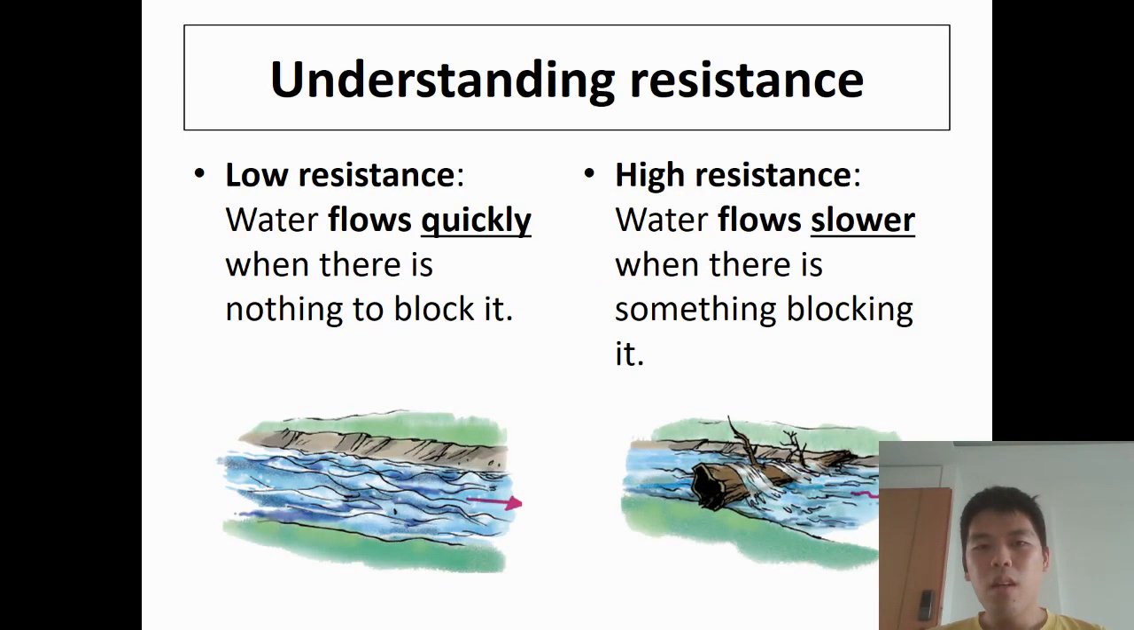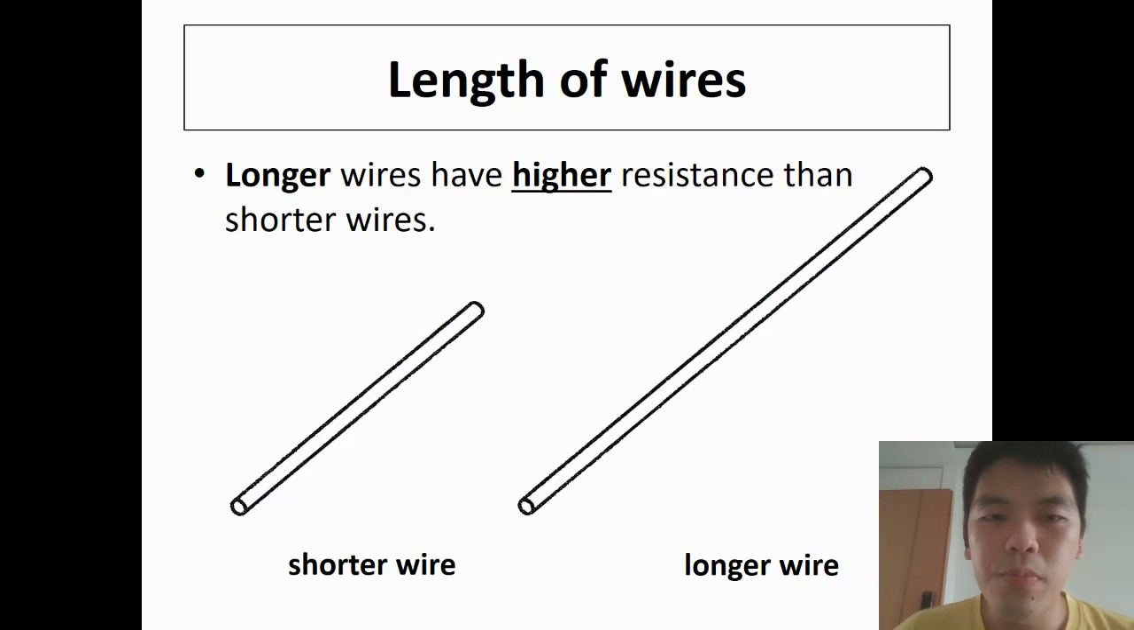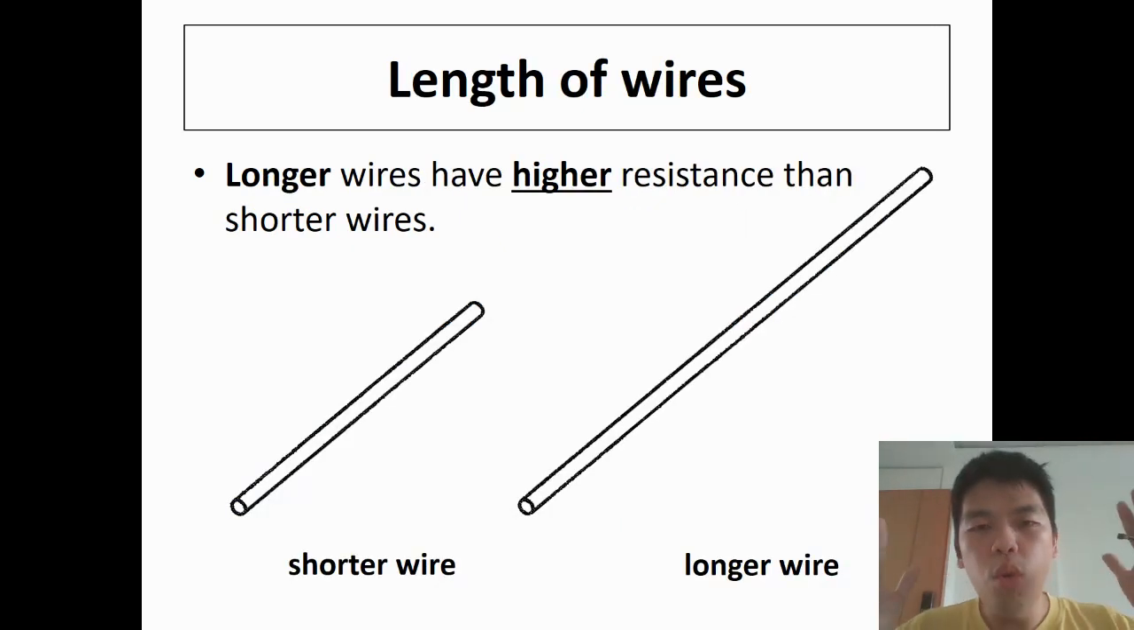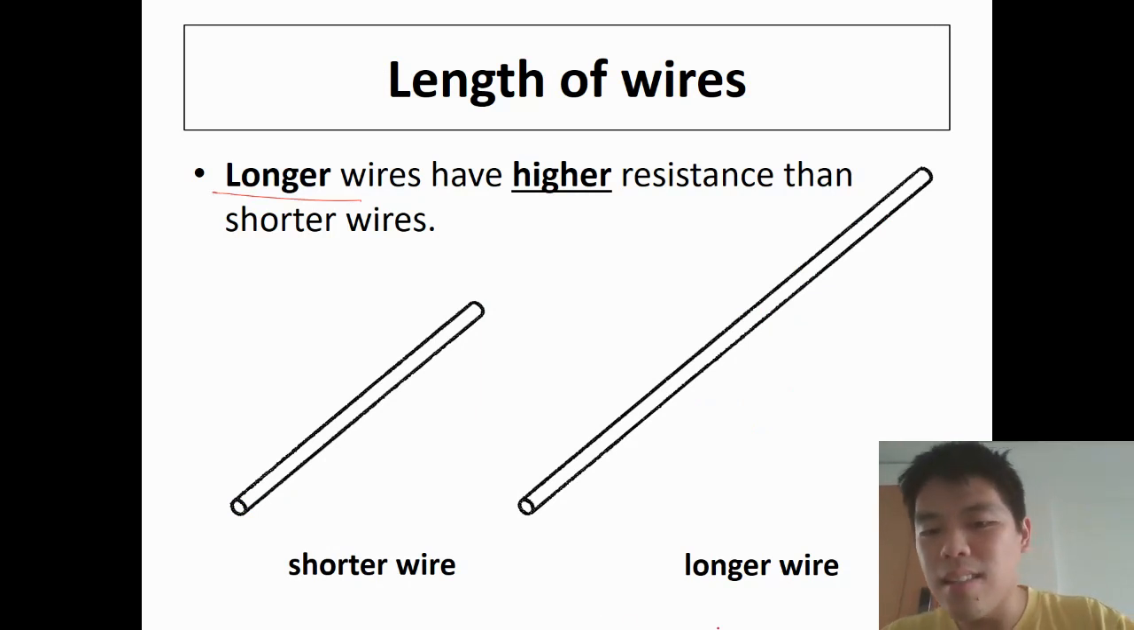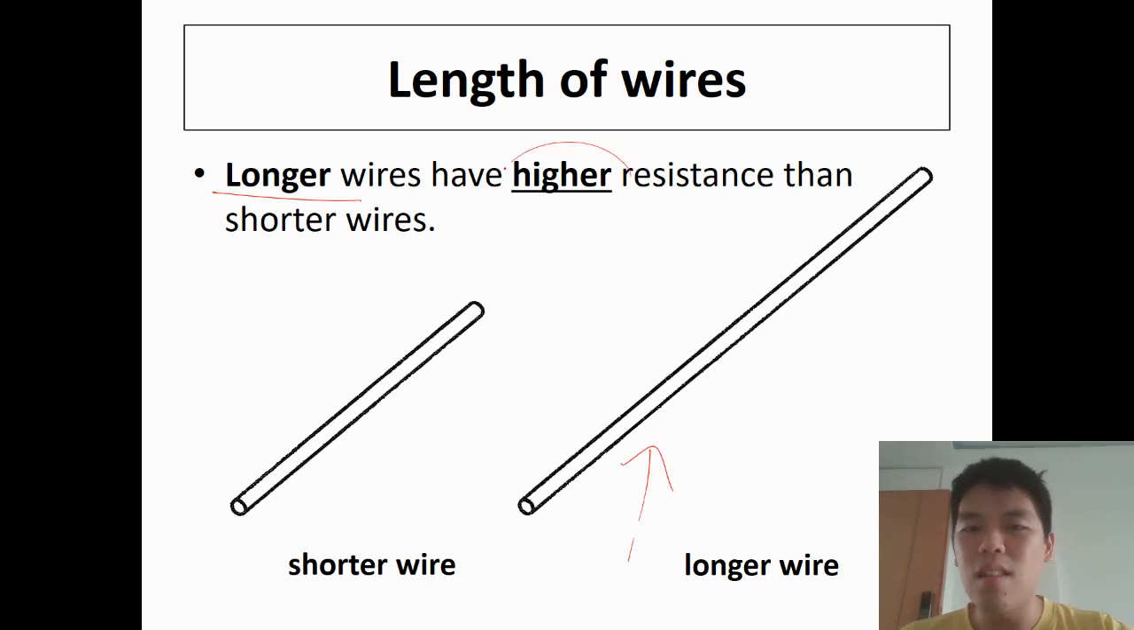Okay. So understanding resistance: with low resistance, water flows quickly because there is nothing to block it. But when there is high resistance, water flows slower because there is something blocking it. It can be a rock, it can be a tree trunk in this case, or it can be anything else that blocks this current, or water in this case, from flowing through. So how do we know whether the wire has a high resistance or low resistance? Usually longer wires have higher resistance. So long means higher resistance.